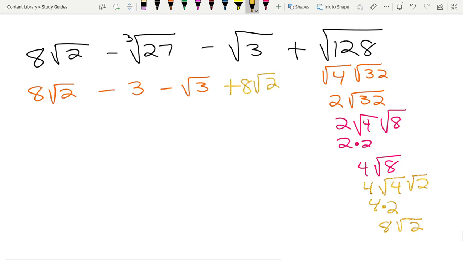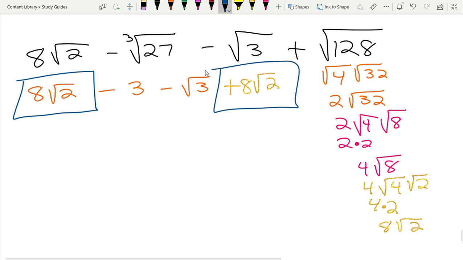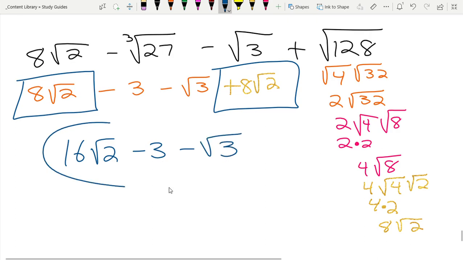Now we see, can we combine anything? Yes, we can. 8 root 2 plus 8 root 2 is 16 root 2. Minus 3 minus root 3. And you've got your answer.